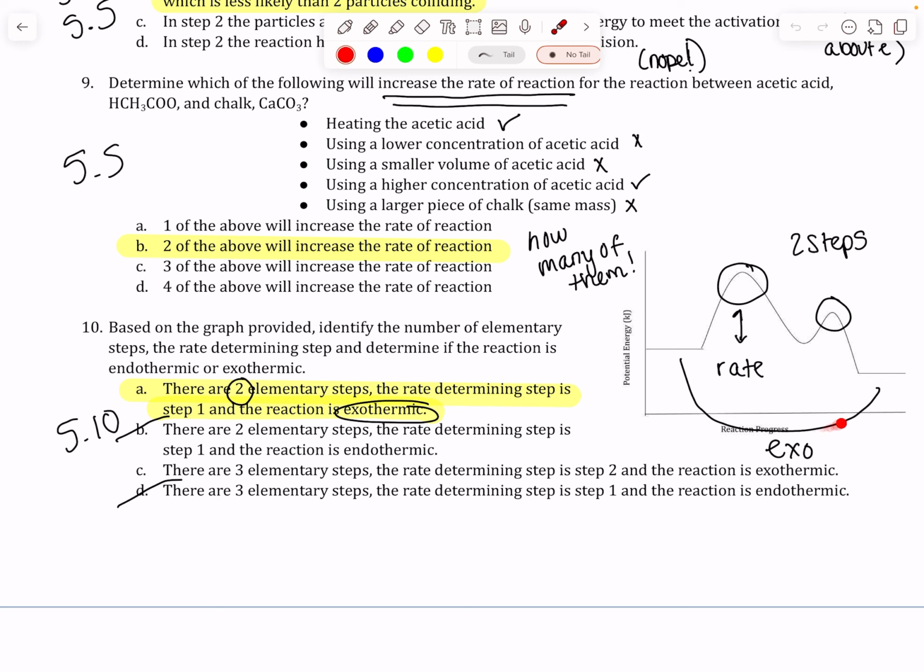So I notice that this is exothermic, so I get rid of B and D because those are endo. I have two transition states or activation complexes, so I'm looking for one that says that. And then I need one where the first step is my slow step. So that would be A, 2 elementary steps, and the rate determining step is step 1. C isn't right because it says there's 3 elementary steps, and the rate determining step is step 2, which is not right either. So it's A.